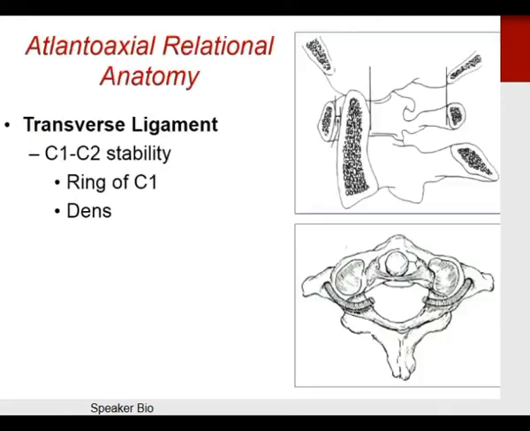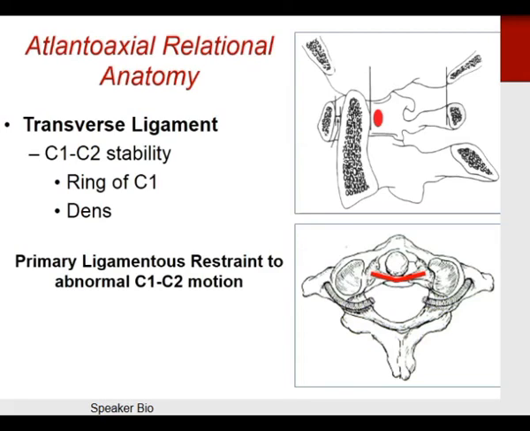The C1, C2 is a predominantly ligamentous joint. It has the C1, C2 stability due to the transverse ligament. This sits behind the dens and connects the lateral mass of C1. It serves as the primary ligamentous restraint to abnormal C1, C2 motion.